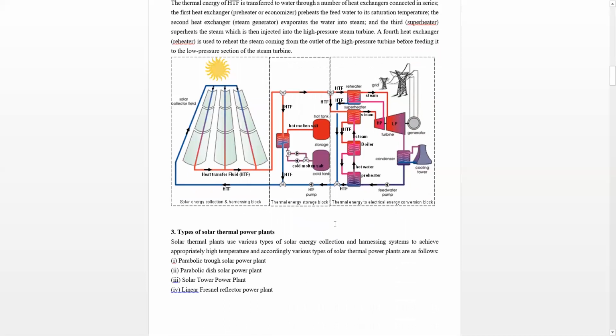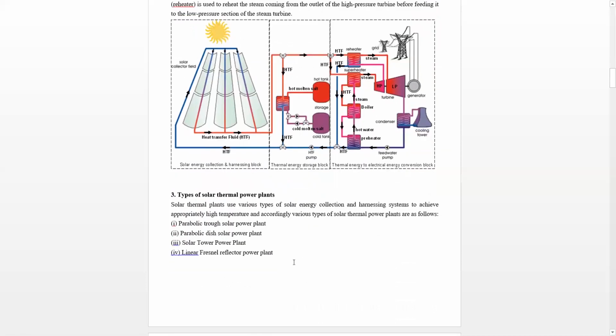Now types of solar thermal power plants. You see, there are several types of solar thermal power plants based on the several types of solar collector field. Solar thermal plants use various types of solar energy collection and harnessing systems to achieve appropriately high temperature, and accordingly various types of solar thermal plants are as follows. In all the cases the rest of these two blocks are the same. The only difference is in this block. There are several types of solar energy collection and harnessing systems, so accordingly there are several types of solar thermal power plant systems.